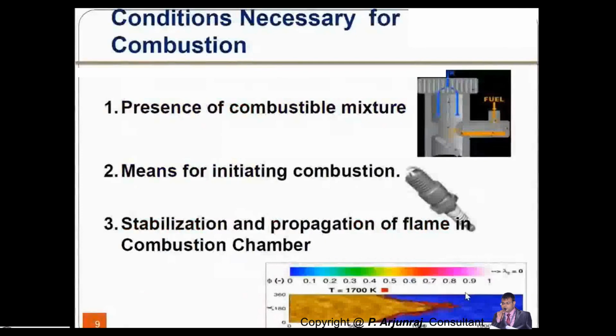So the conditions necessary for combustion are, first, the presence of a combustible mixture. You need to have the combustible mixture. Second, you need to initiate the combustion. This is a spark plug, so you should ignite; you're going to get the electric discharge out of this. And a very important thing, the third one: you need to stabilize and also propagate the flame in the combustion chamber. The flame should not be too high or too medium. So how you stabilize that and how you propagate the flame in the combustion chamber is also a necessary condition for combustion.